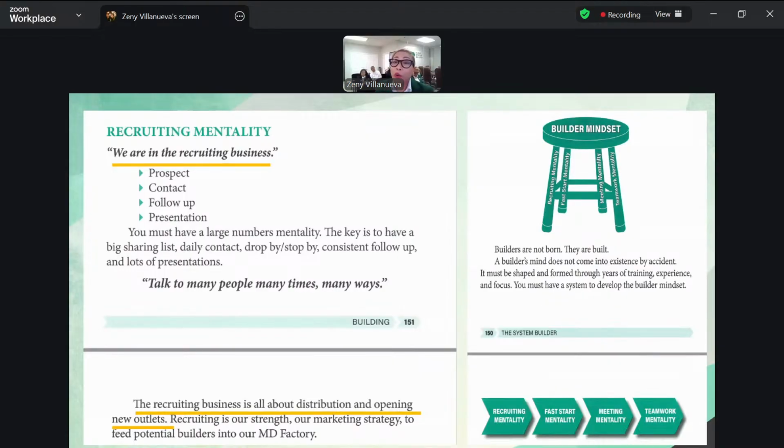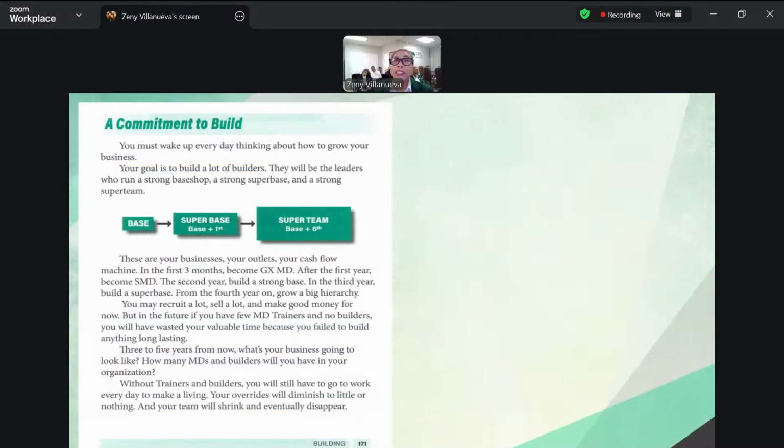And so we master the builder's mentality: your recruiting mentality, your fast start mentality, your meeting mentality, and your work mentality. These four mentalities need to be mastered. Explosion seekers are still mastering this. It takes commitment to build. If you look at the underlined part, your goal is to build a lot of builders. They will be the ones who run a strong base shop, a strong super base, and a strong super team.